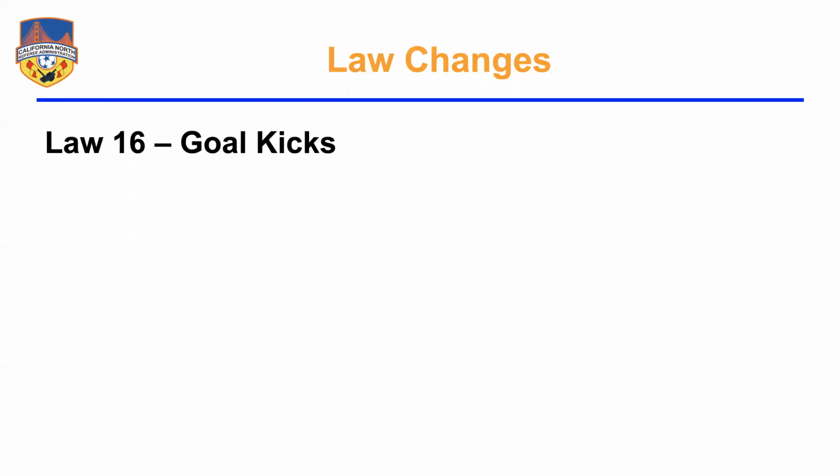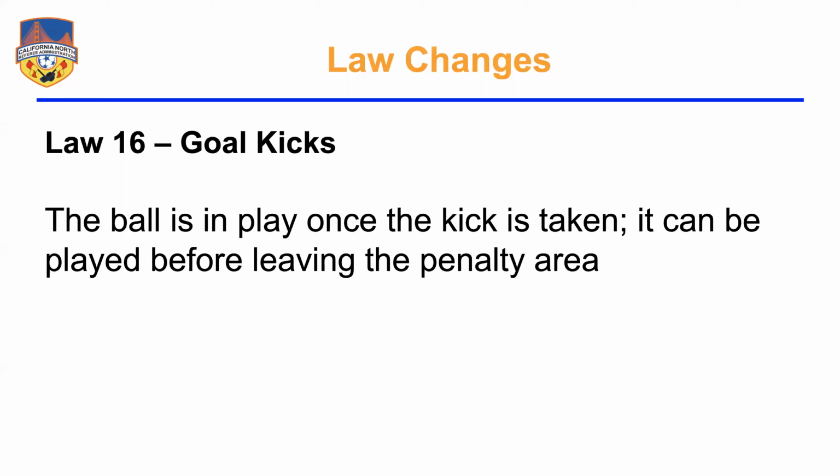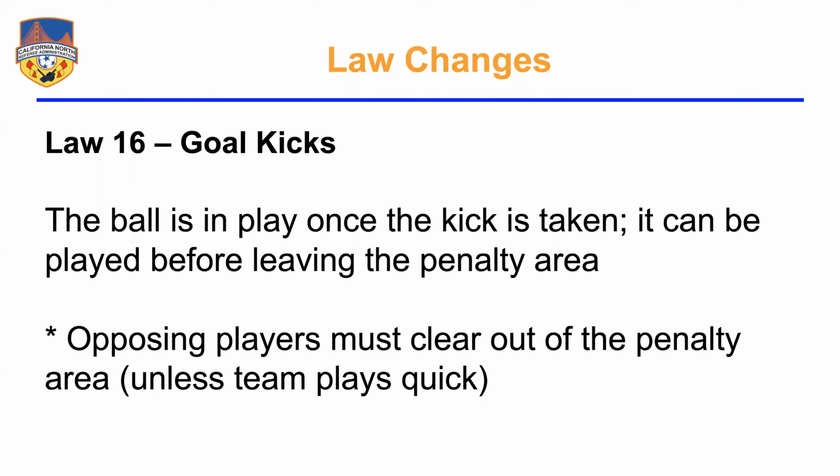Next one, goal kicks. We already covered this briefly. The ball is in play once the kick is taken. It can be played before leaving the penalty area. So we no longer have the requirement that a goal kick leave the penalty area before being played. Opposing players must clear out of the penalty area unless the defensive team plays quickly. If the team with the goal kick decides to play quickly, no problem, let them do it. Now the ball is in play. The opposing players do not have to clear outside the penalty area. Any additional questions on this?